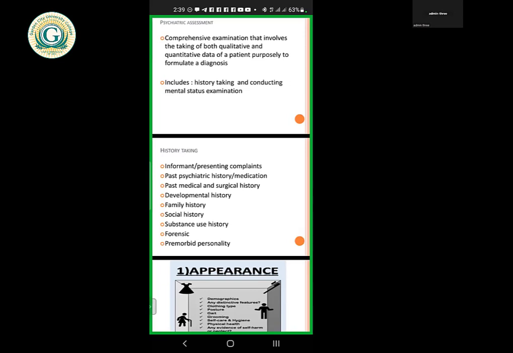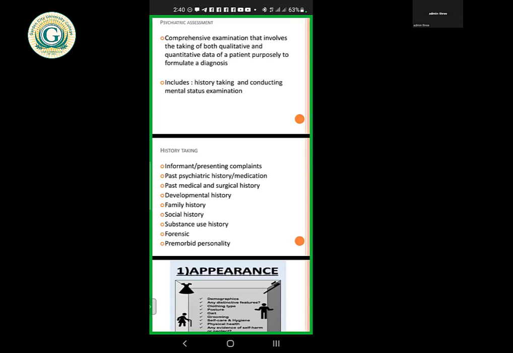Diabetes is also an important one because some of our medications can also lead to type 2 diabetes. So we want to know whether this particular patient is diabetic. Now, typhoid fever and all that, we know that they are connected to some of the mental disorders like delirium. So we want to understand that.